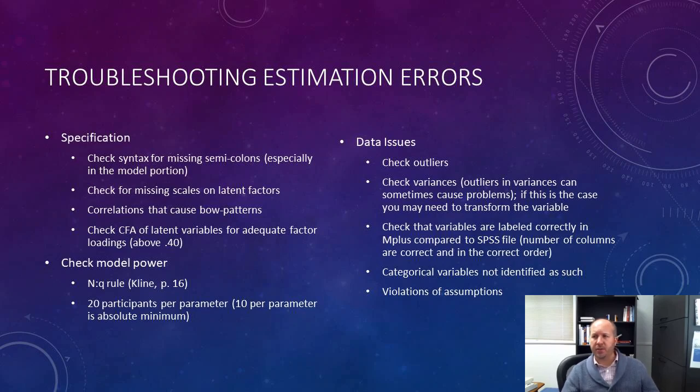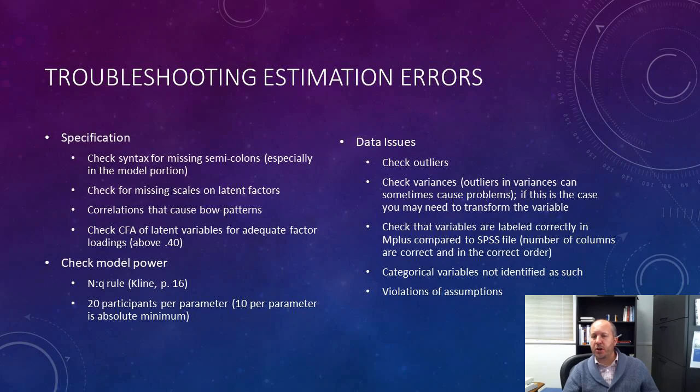Next, check on data issues. Check those outliers. Check variances. So go back and run some preliminary statistics. Outliers and variance can also cause a real big problem. When we have variances that are extremely high or extremely low in comparison to other variances in the model, that can be a problem. So check your variances, check for outliers.